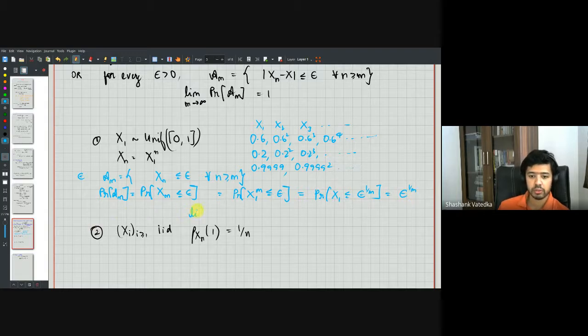Now what about the limit as n tends to infinity of the probability of AM? For any epsilon greater than 0, what is this equal to?